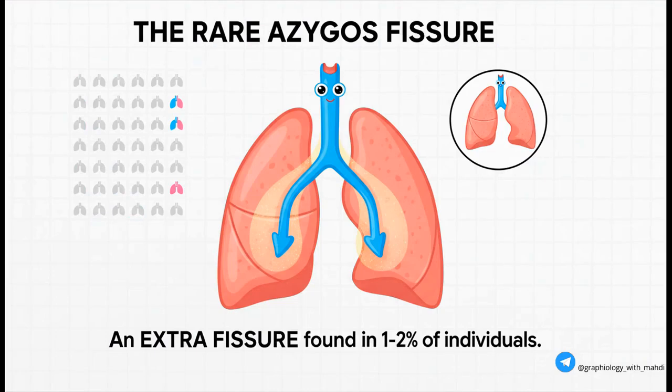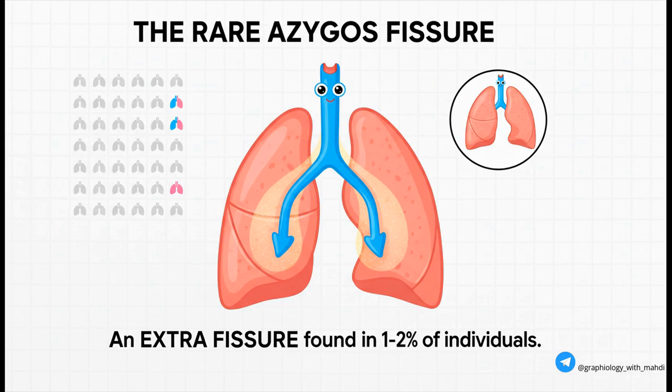And get this, it's not just about lines being incomplete. Sometimes people have extra ones. About 1 or 2% of the population has something called an azygosed fissure. It happens when a vein takes a weird detour through the lung during development, basically creating an extra little fold.